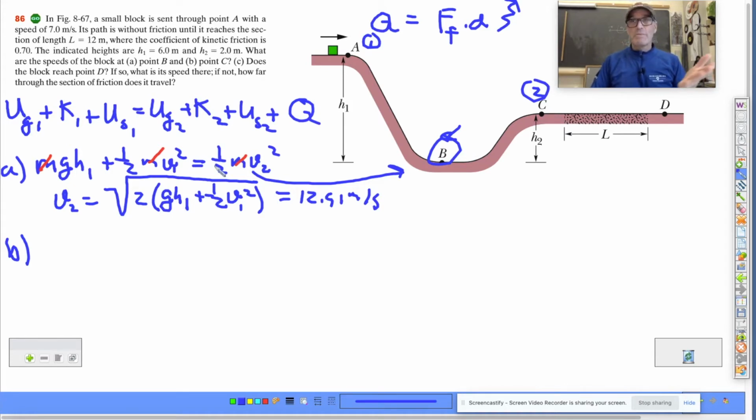Total energy at any point is equal to the total energy at any of the other points. So let's go from the standpoint of B. It's just kinetic energy at B. So we have 1/2 m velocity at B squared equal to the energy at C. Now we're going up h2, so we're increasing our gravitational potential energy, mgh2.